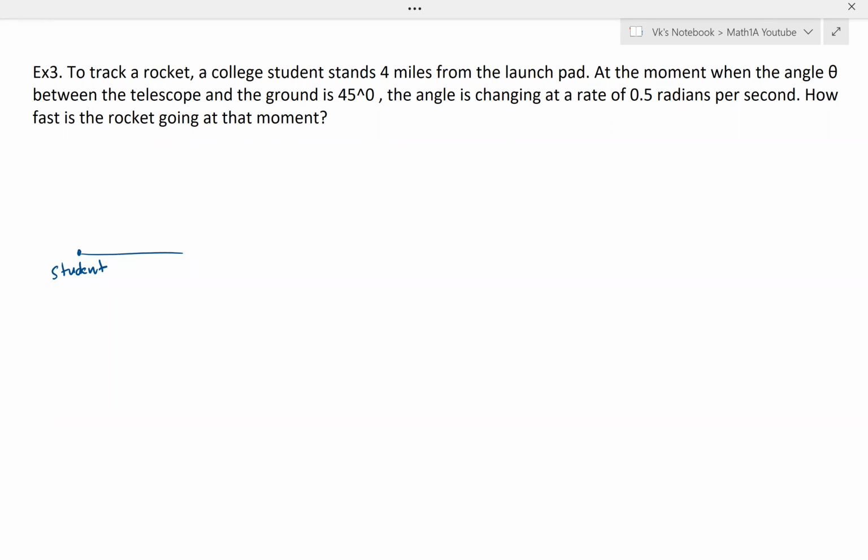And this is the angle theta. So the launch pad is right here, and somewhere is going to be the rocket. I have a right triangle right here. We know how far it is, it is 4 miles. We have no idea the height between the rocket and the ground because this is changing constantly.